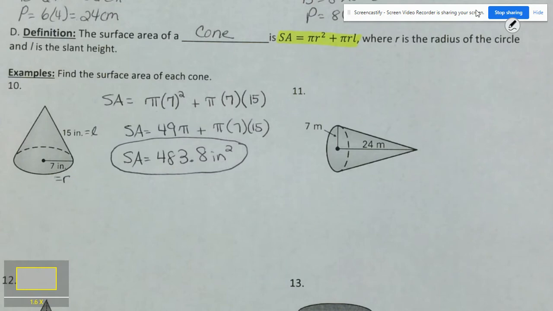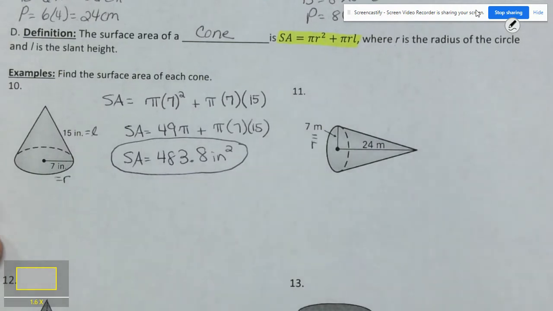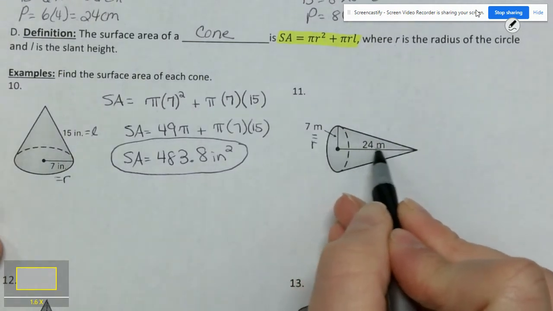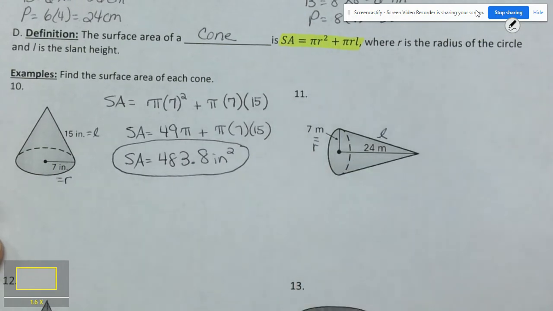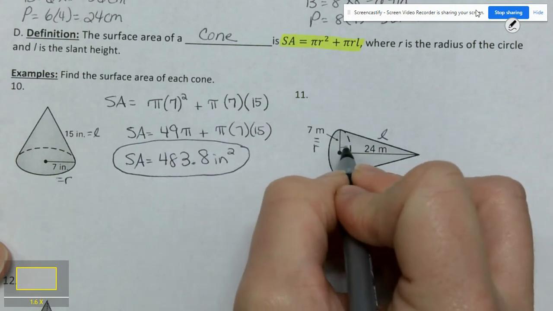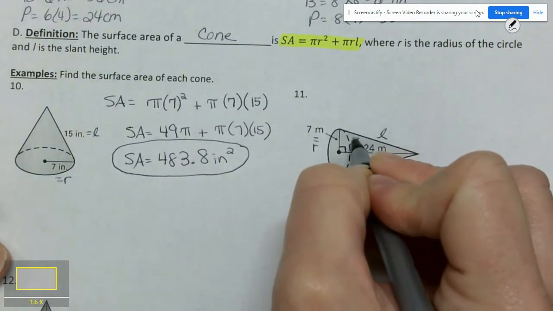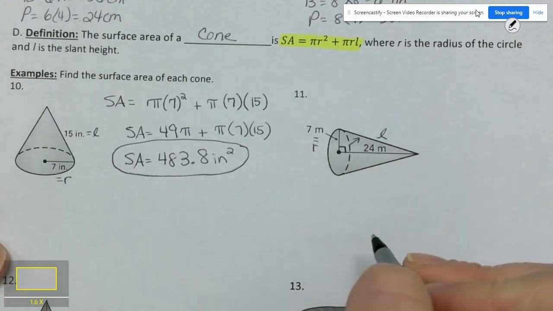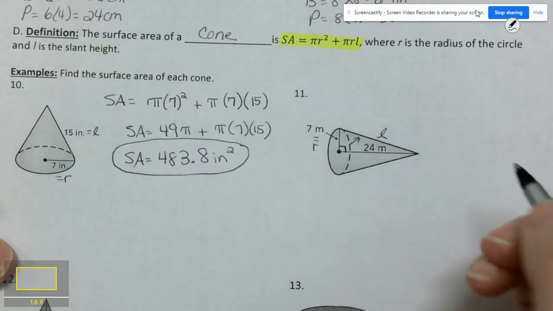Okay, if we look at our next example, number 11, again, they give us our radius. It is 7. But this time, they give us this middle side here. So I need to know this side, this L, that slant height is what I need to know. Now, again, this creates a right triangle. So I can find this side, which would be the hypotenuse, using the Pythagorean theorem. So we're going to do that to start with, okay?